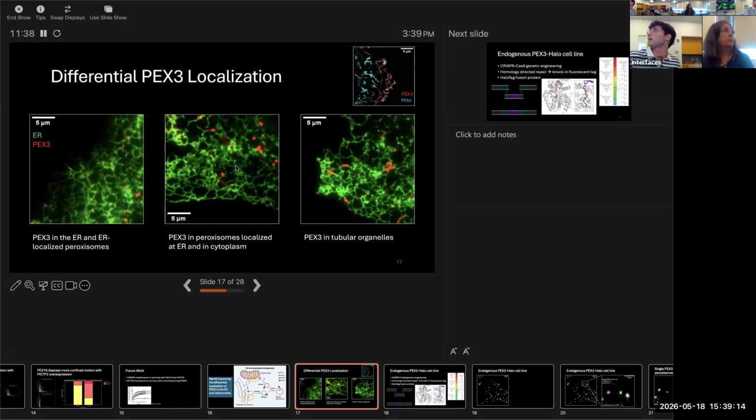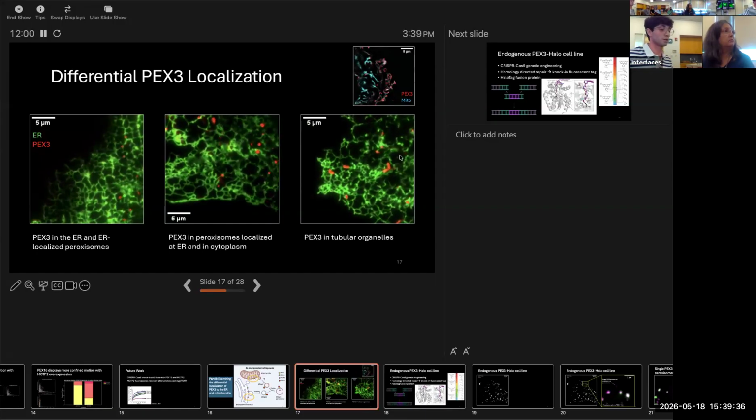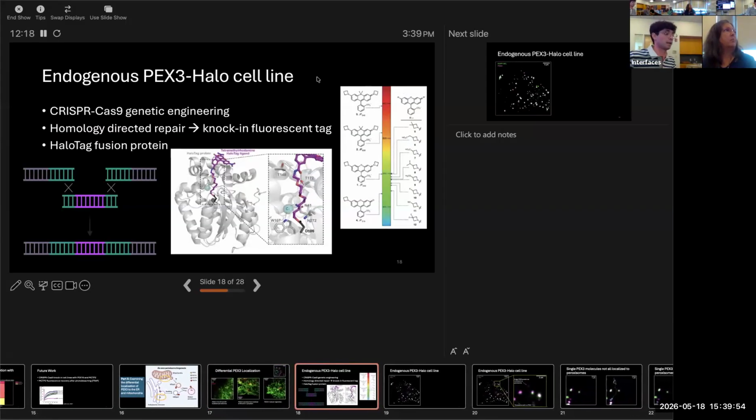But then in this other cell here, there's a lot more PEX3, with PEX3 in peroxisomes localized both at the ER, but then also kind of free floating through the cytoplasm. You can see that in some of these videos here. And then finally, in this last one, you can see PEX3 in some sort of tubular organelle. I don't have the mitochondria specifically stained in this, so it could just be tubular peroxisomes, but I also have this other picture showing that PEX3 does seem to localize to the distal mitochondria in some cells, which is super interesting.